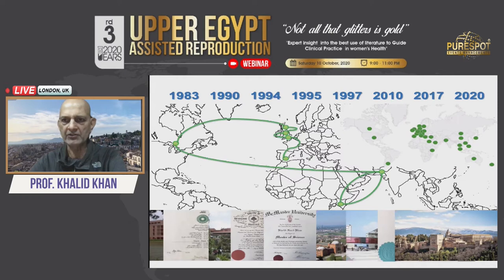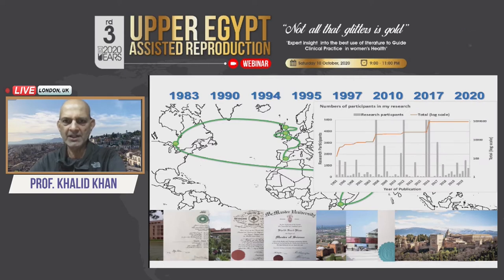This slide just shows the 37 countries that gave me the opportunity to present ideas about how to undertake research that ultimately helps improve patient care. And it's been a privilege to be able to do that.